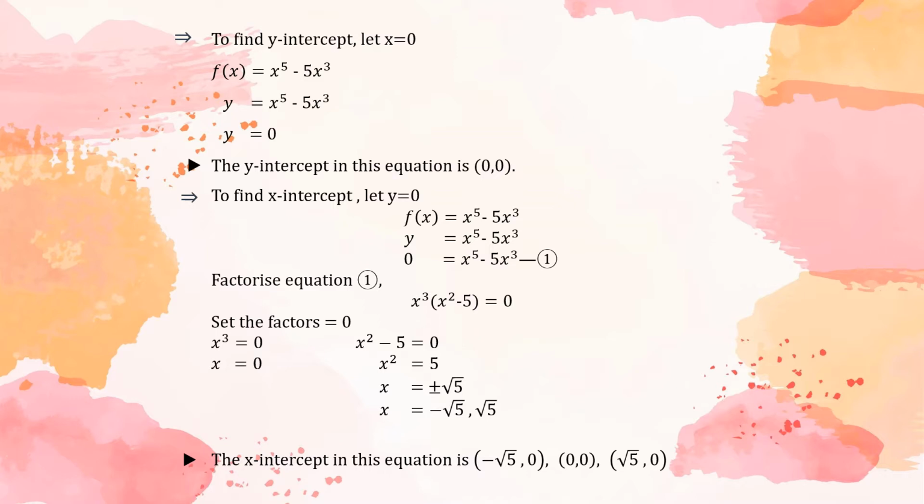First is x equal to negative square root of 5 and y equal to 0. Second, x equal to 0 and y also equal to 0. The third one is x equal to square root of 5 and y equal to 0.